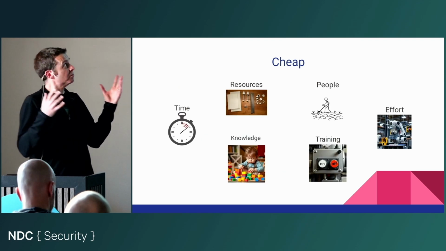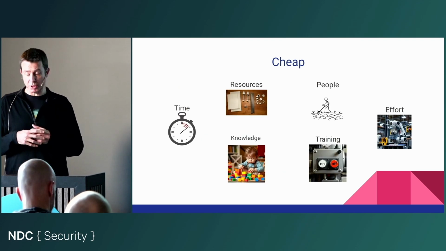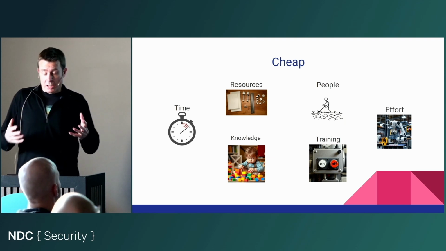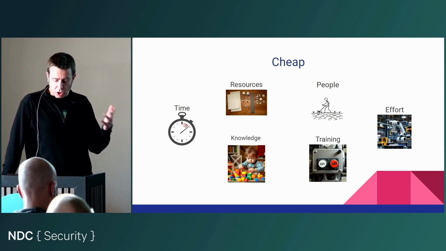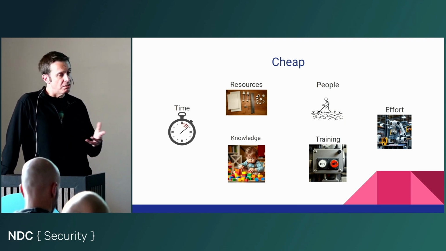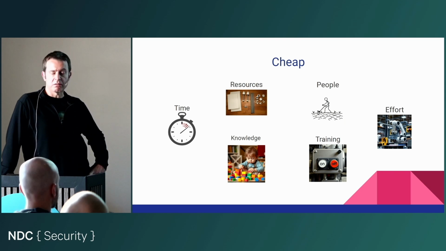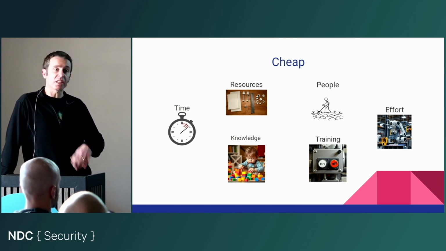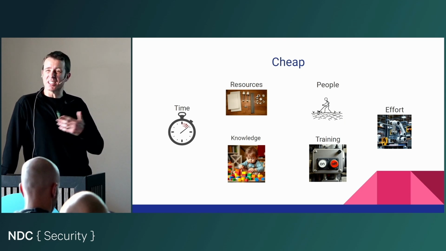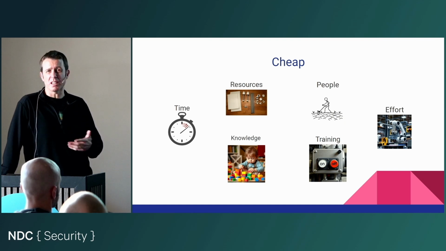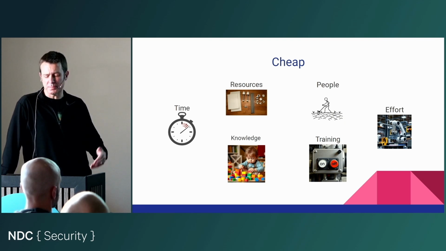So the first property is cheap. And this is pretty straightforward. Something simple must be cheap. It's got to not cost a lot. And intuitively, this is what people think about when they are asked to make something simpler. They often make it easier. By making it easier, you're saying it's going to cost less for you to do.